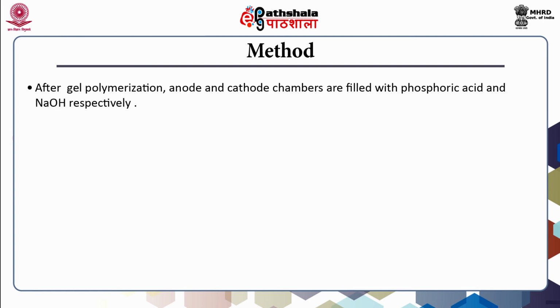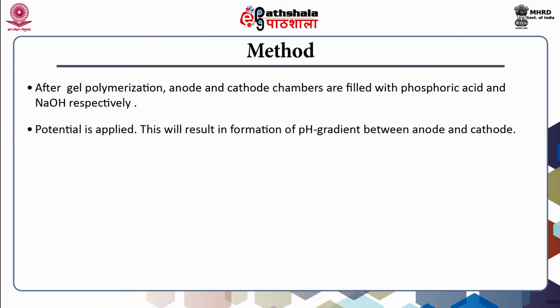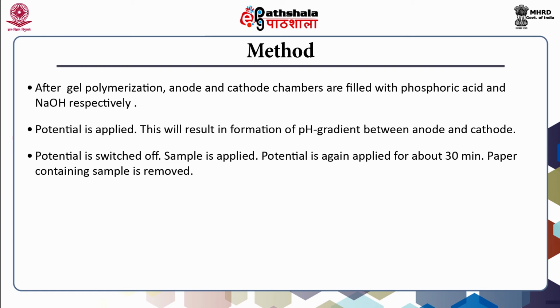Once the gel is polymerized, the glass plates are separated in such a way that the gel sticks to one of the glass sheets. Electrode wicks, which are thick wetted filter paper, are laid along the length of each side of the gel. The anode chamber is filled with phosphoric acid, while the cathode chamber is filled with sodium hydroxide. Then potential is applied. This will result in formation of a pH gradient between anode and cathode. Then potential is switched off.